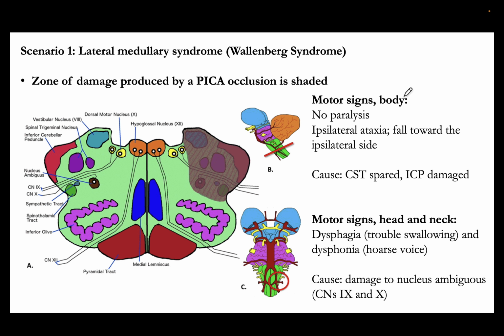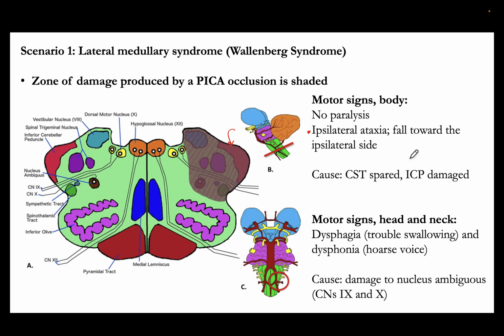So what are the motor signs for the body in this type of lesion produced, in this case, by a left PICA arterial occlusion? Well, there's no paralysis because the corticospinal tracts and the pyramids are spared. However, there's ipsilateral ataxia because of damage to the inferior cerebellar peduncle. So because that communication between the brainstem and the cerebellum is disrupted, typically there's ipsilateral ataxia. And the clinical sign of this is patients fall toward the ipsilateral side.